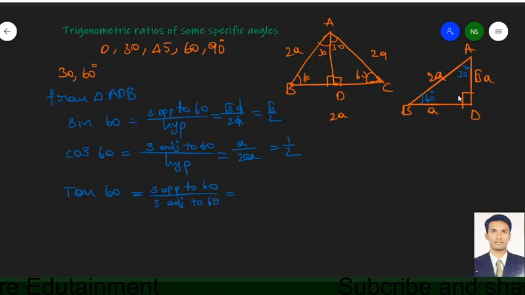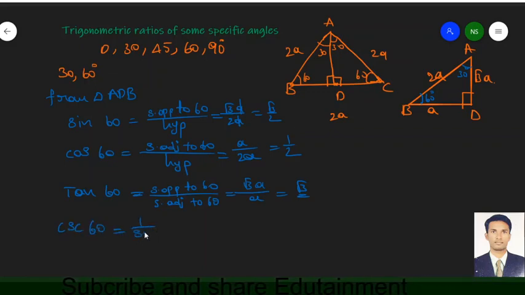So side opposite to 60 is root 3A divided by A, so we will get here root 3. So by using these three trigonometric ratios, we can find out the remaining. Cosecant 60 we can find out, which is 1 by sin 60. So here we will get 1 by root 3 by 2. If we flip that fraction, we will get 2 by root 3.